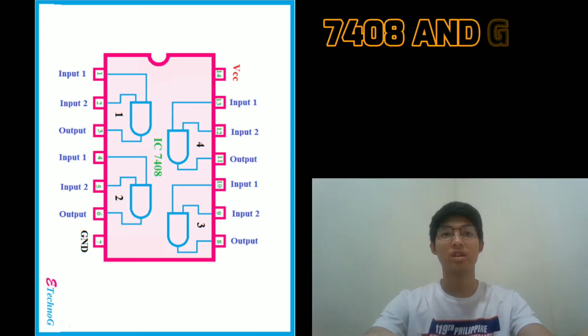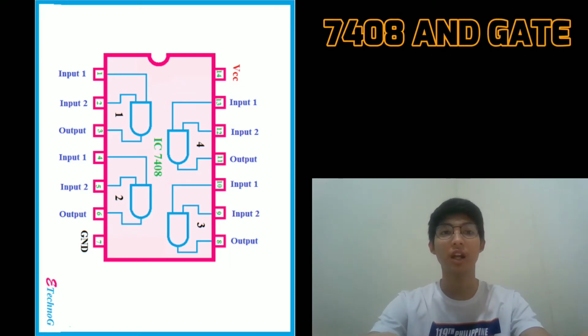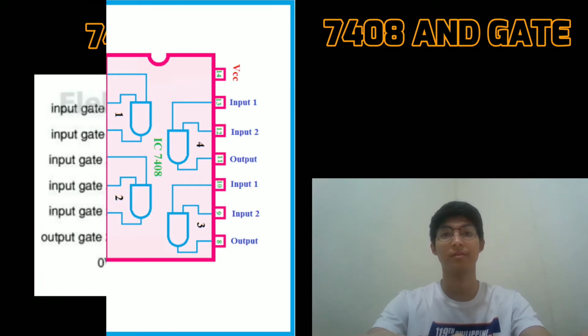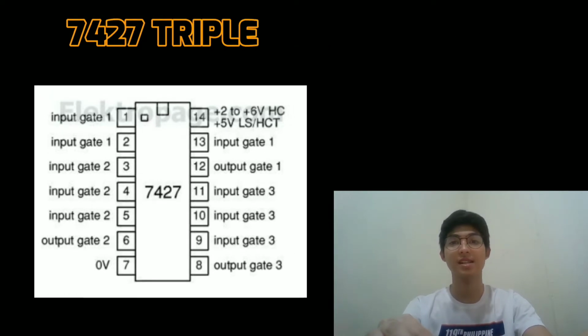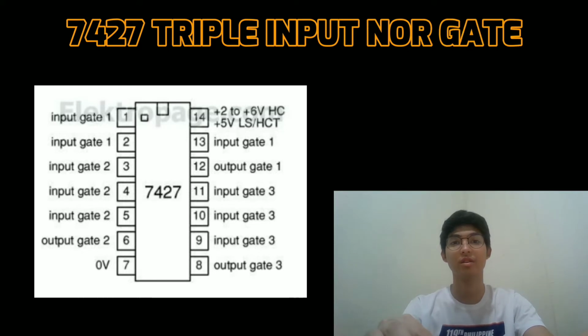Next is the 7408 AND gate. The following pin configurations, such as the input, output, ground, and source of the AND gate, are illustrated in the picture. Lastly are the 7411 triple input AND gate and 7427 triple input NOR gate. Both of these ICs have the same pin configurations, as we can see in these pictures that the input and output pins of them are identical.